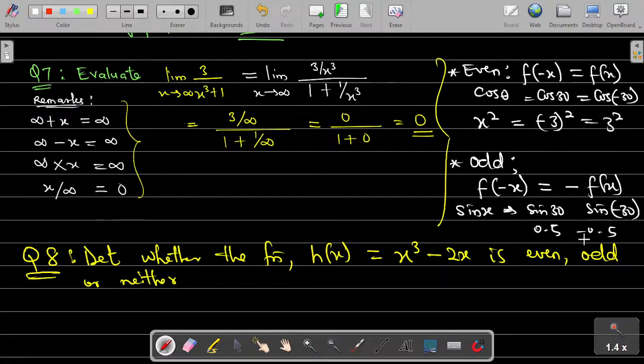Now, it is possible for a function to be neither odd nor even. In such a situation, it means that it does not satisfy this, neither does it satisfy this one. So you say that it is what? A neither function. It is neither odd nor even.